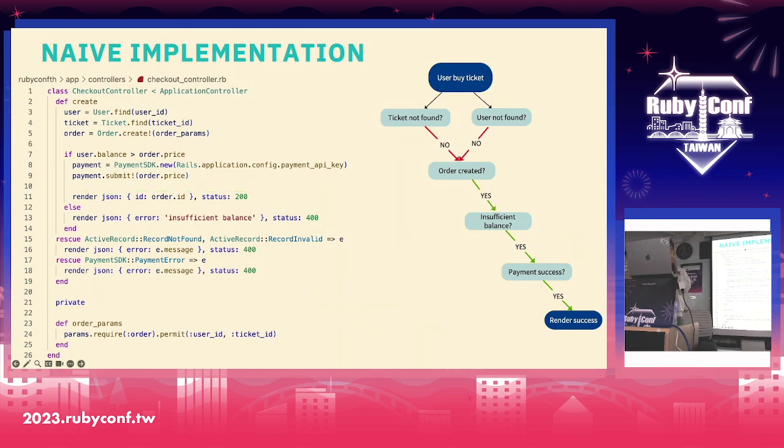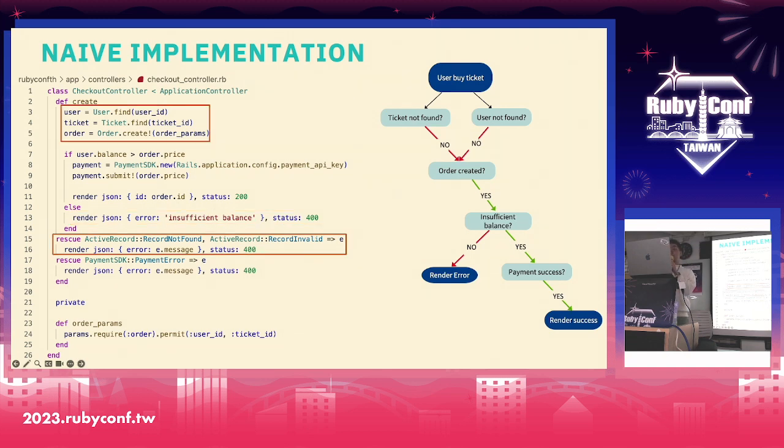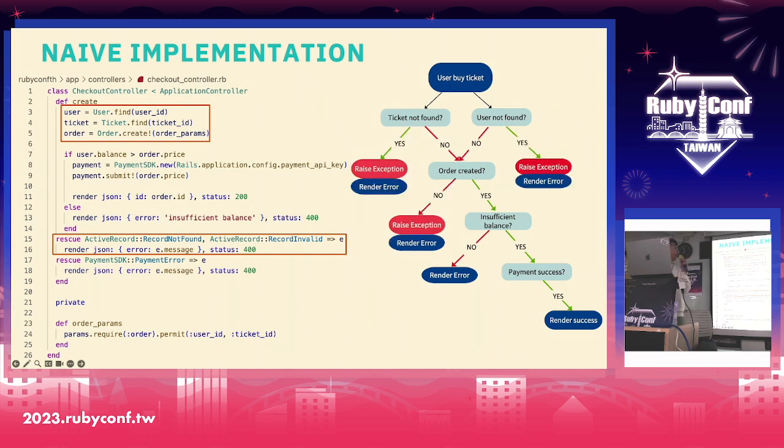Next, we handle three main failure points: the user balance, record retrieval, and payment submission. If the user balance is too small, we render an insufficient balance response to the user. We catch the record not found error. We use the find method for the user and the ticket, and similarly for the order create, we use the bang method there. So we also catch the record invalid exception. This is quite a traditional way of handling errors in Ruby.